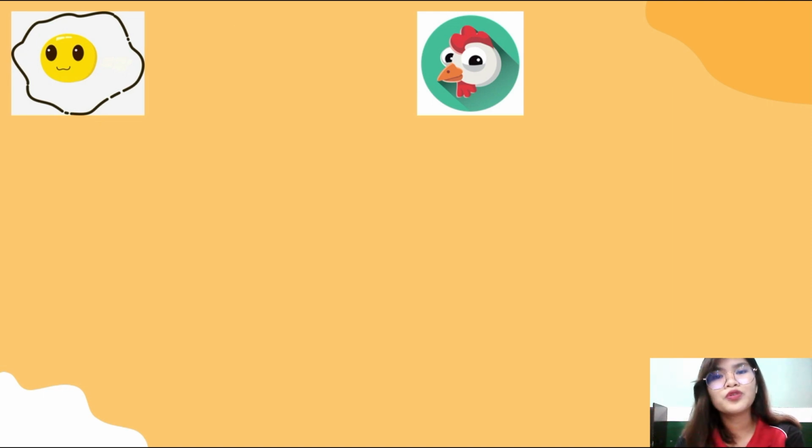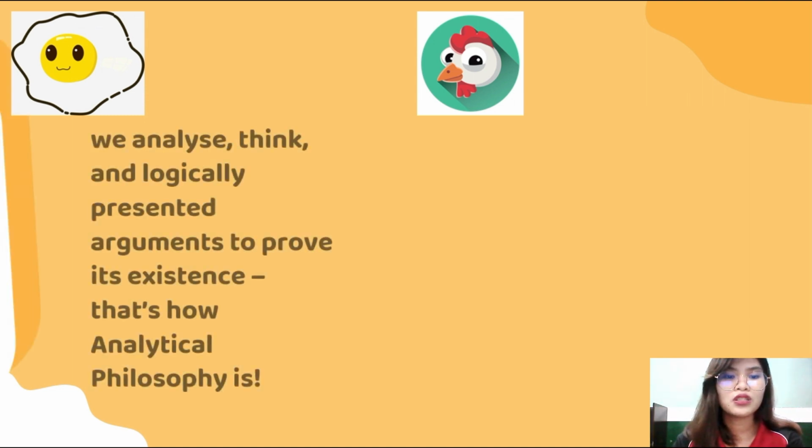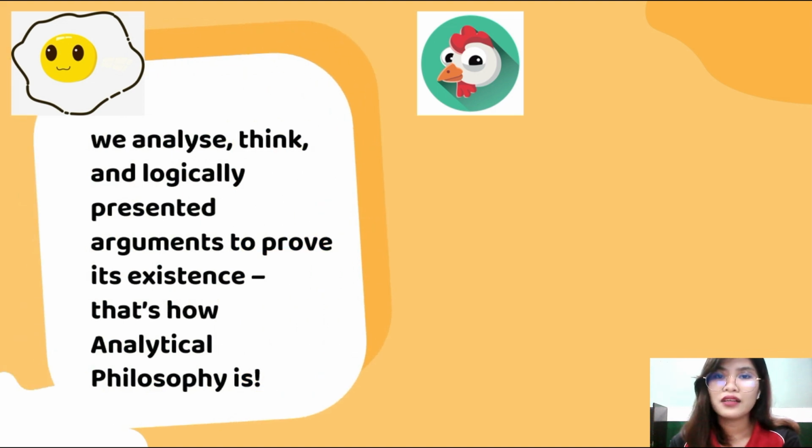Kapag ikaw, or kung yung sagot mo kanina ay itlog, or naniniwala ka na ang nauna ay itlog, you just used analytical philosophy. Why? Because you analyze, okay, we think, we logically presented arguments to prove its existence. Diba, tiningnan natin to or sinabi natin yung theory ni Charles Darwin. Tama? Okay? So that is analytical philosophy.